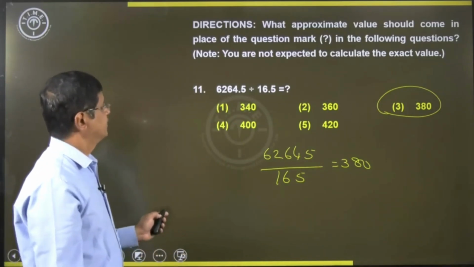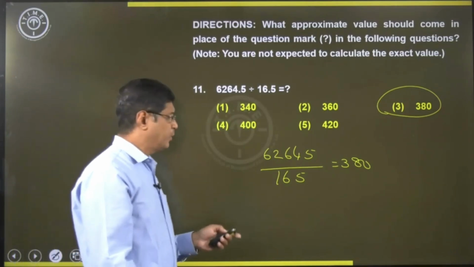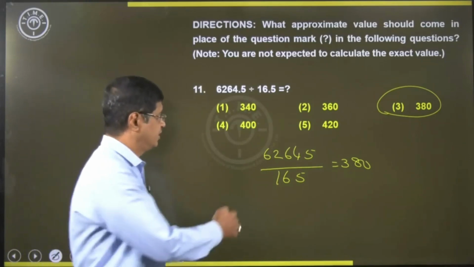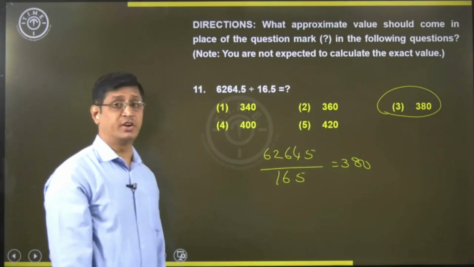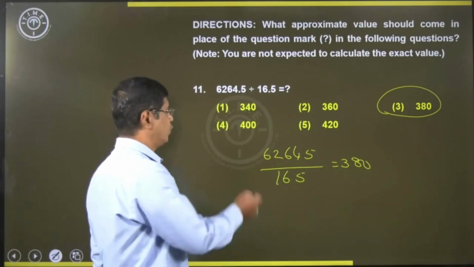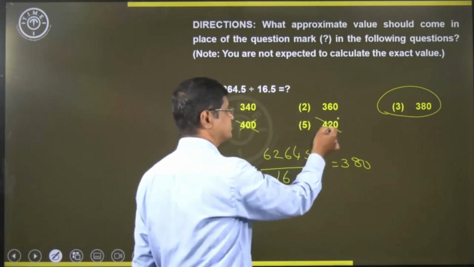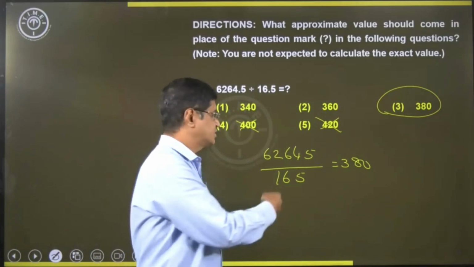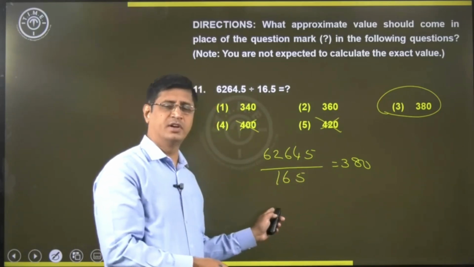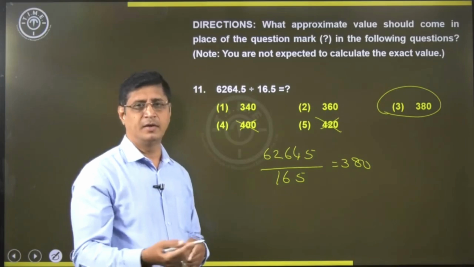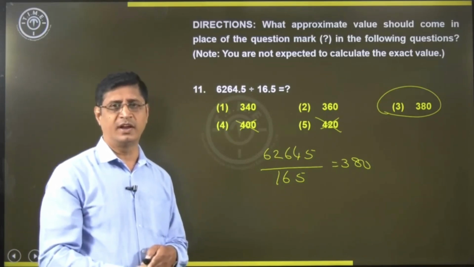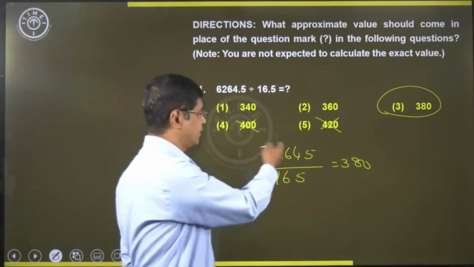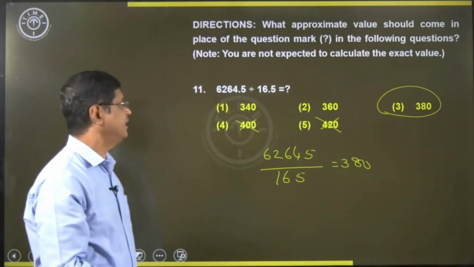Okay. Next. One more point here. If you observe 160 into 4, 640. It is less than 640. 626 is given. So less than 4 times means you can eliminate these options. Only 3 times is possible. So 3 times of 160 is 480 plus 15, 495. Subtract 495 from 626 and find the remainder. So you will get 380.